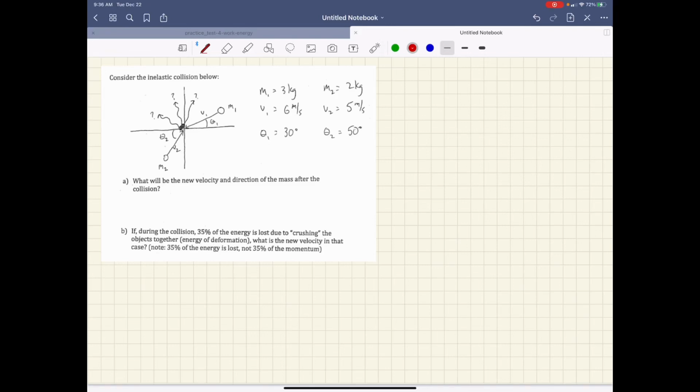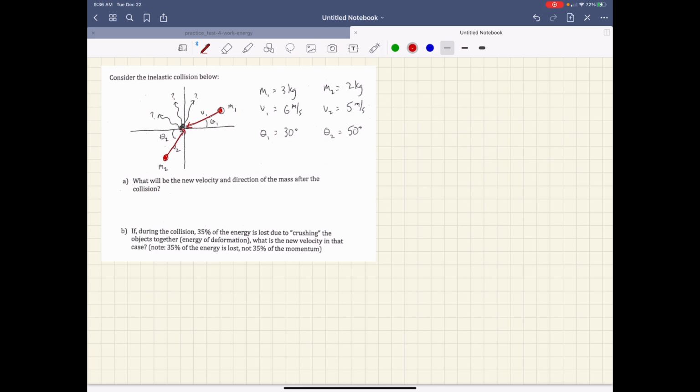So I'll be solving this conservation of momentum problem in the x and y direction for Tuesday's homework. Here you can see we have two objects coming in. One's coming in this way and one's coming in this way, and they're going to stick together.